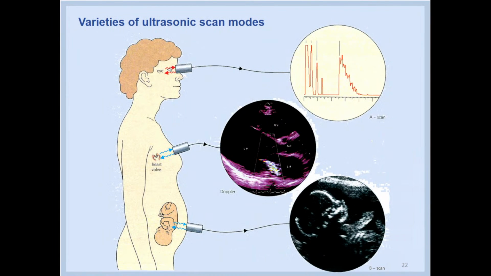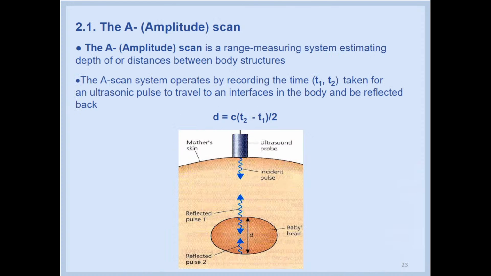And next, you can see here the varieties of ultrasound scans that we review just now. What are these? Look here. These are A scan, B scan, and Doppler technique. So these are varieties of ultrasonic scan modes. And let's start with the first, the A, amplitude scan.